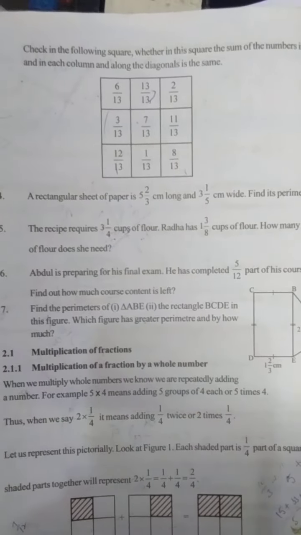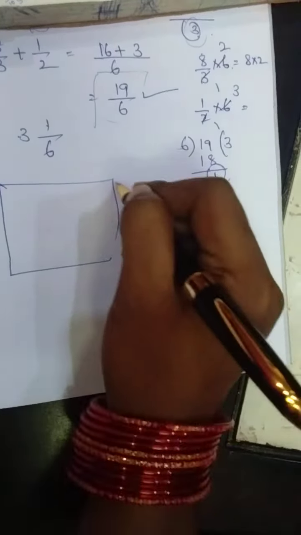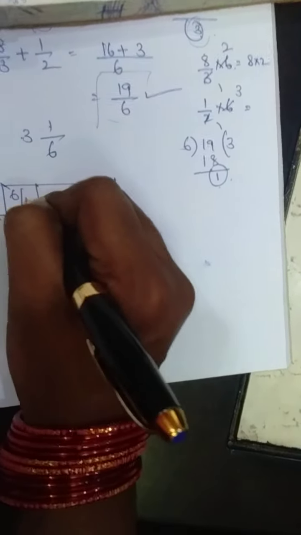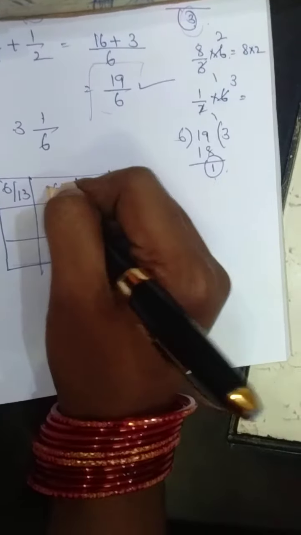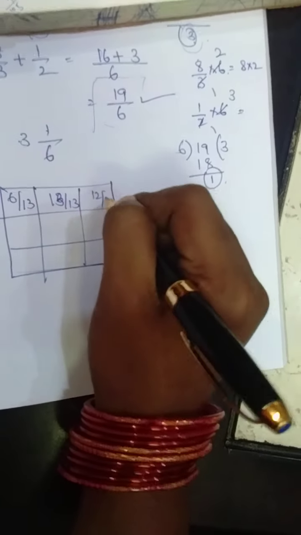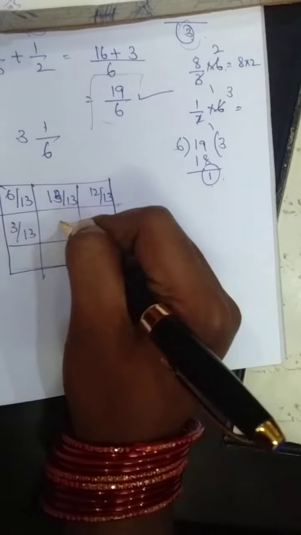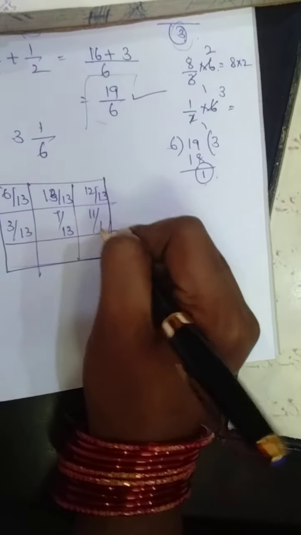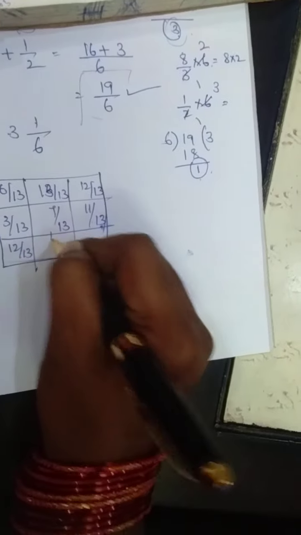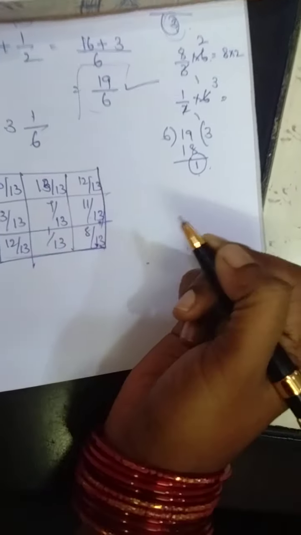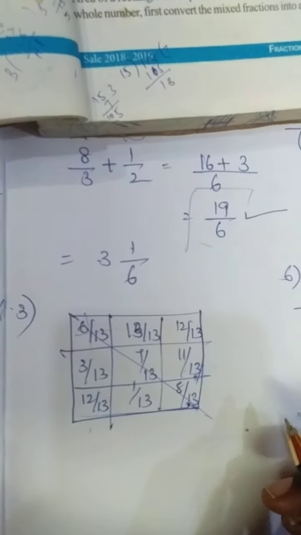See, first of all, what is that square? This is your square. 6 by 13, 13 by 13, 12 by 13, 3 by 13, 7 by 13, 11 by 13, 12 by 13, 1 by 13, 8 by 13. This is your given square. Now what you have to do, check whether the sum of columns, sum of rows and sum of diagonals are equal or not.